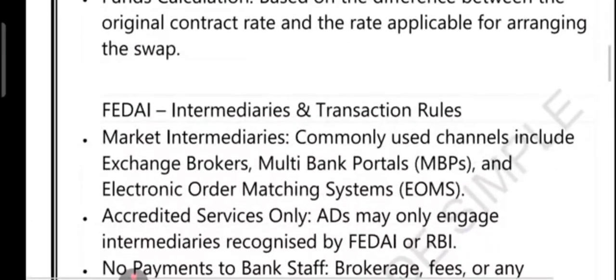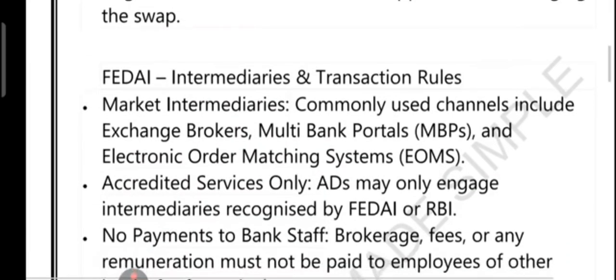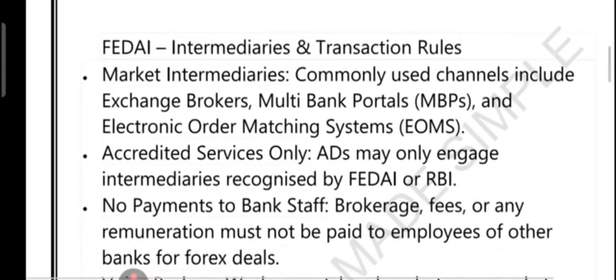Now let's talk about FEDAI, some more points, like market intermediaries. In the forex market, banks often use intermediaries like exchange brokers, multi-bank portals, and electronic order matching systems to connect buyer and seller. There is a rule which says that a bank can only deal through an intermediary approved by FEDAI or RBI, right? No bank can pay brokerage or commission to an employee of another bank for helping with the forex deal, to avoid conflict of interest.